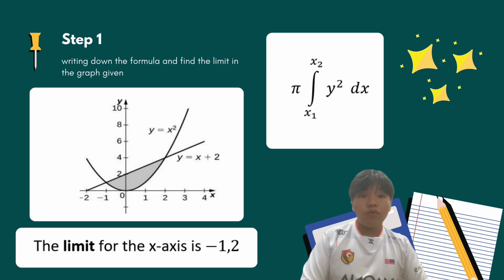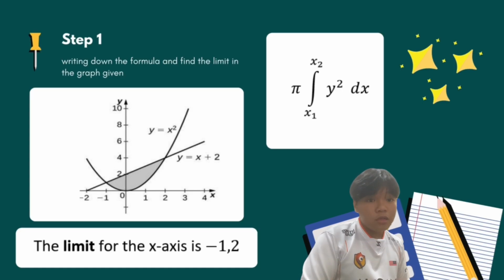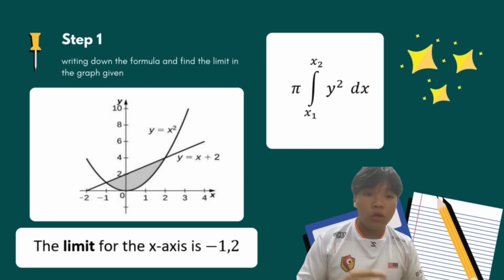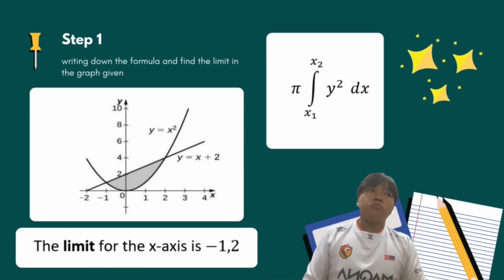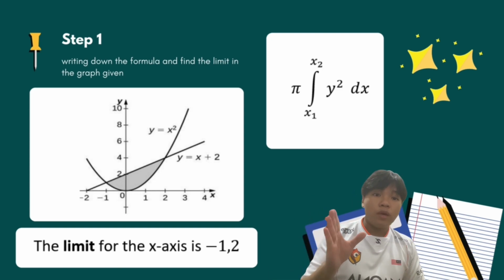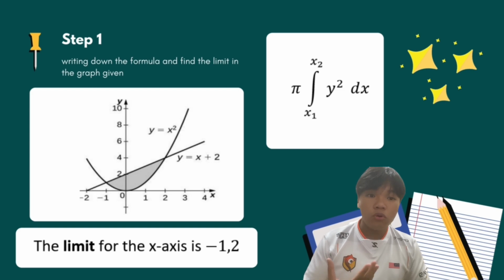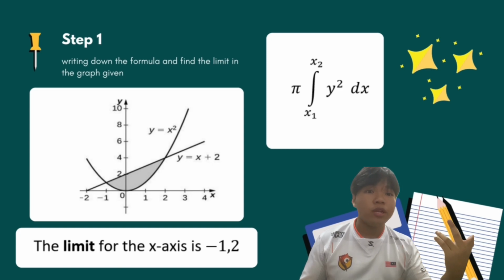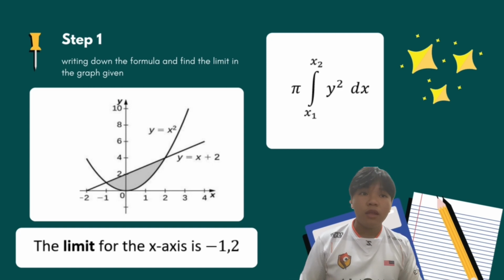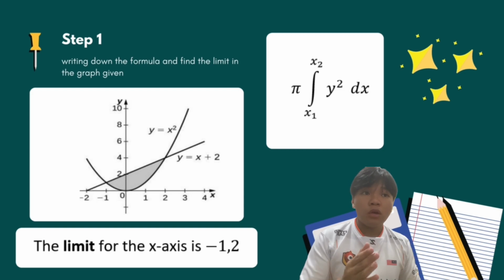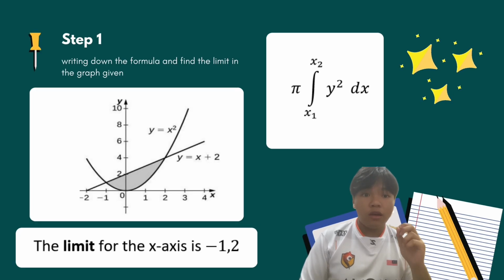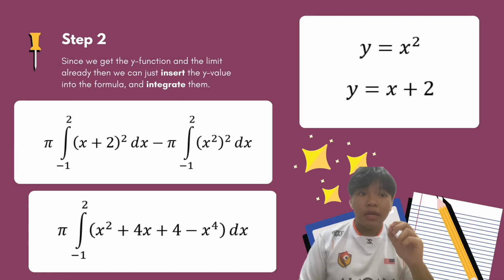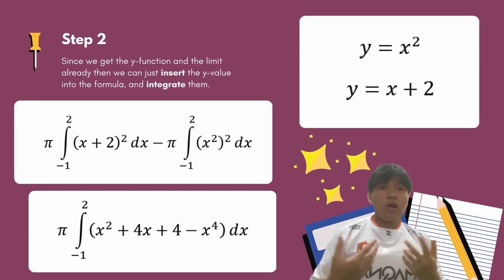Now, this is step 1, which is to write down the formula and the limit values that we have in the graph. The formula is pi, the integral from x1 to x2 of y squared dx. Since y is already given, and the limits are on the x-axis, since the question is about the x-axis, we take the x-axis limits, which are negative 1 and 2. Now, moving on to step 2.